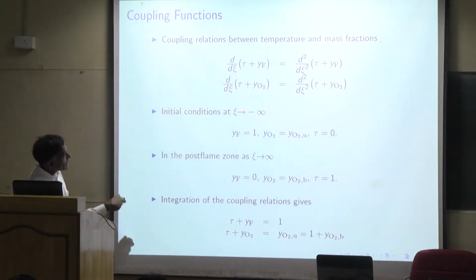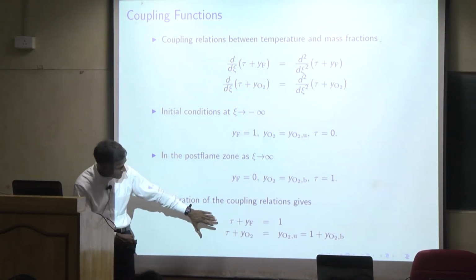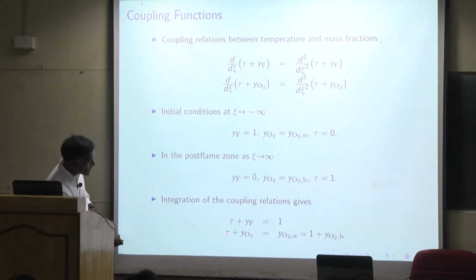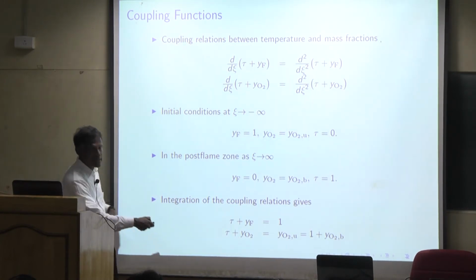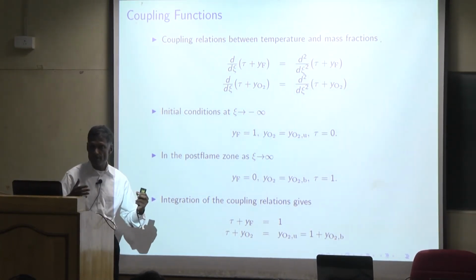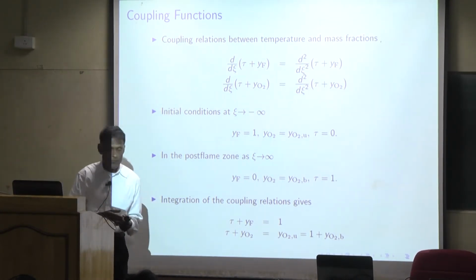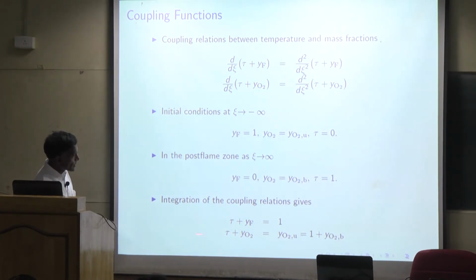Now it turns out that you can integrate those equations. So you get that the post-flame zone condition must be satisfied. If you integrate this, you get this relationship. Now it's important: this particular relation, tau plus yF equals 1, and tau plus yO2 equals 1 plus yO2b, holds everywhere in the flame. Throughout the flame, this is true, because we have coupled it and removed the chemical reaction. This is an exact solution. Everywhere this is true.